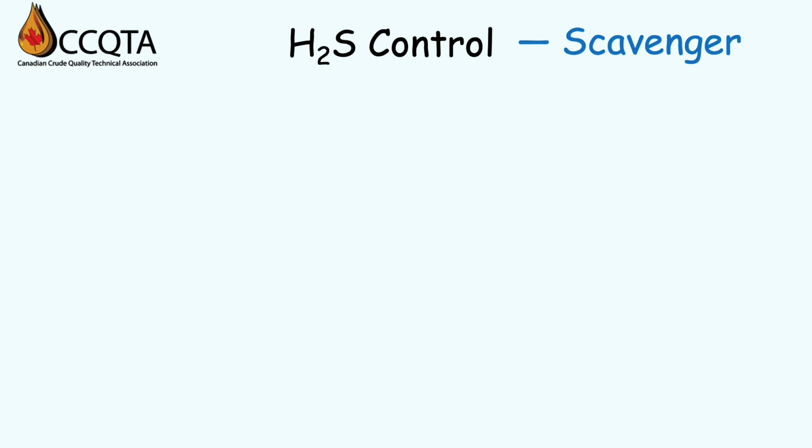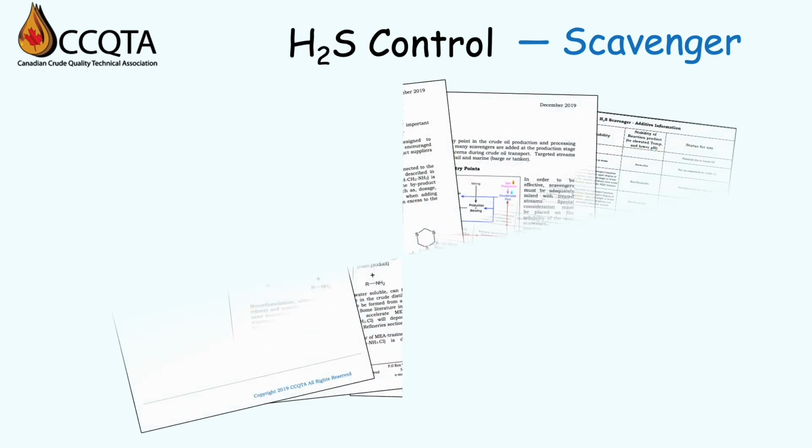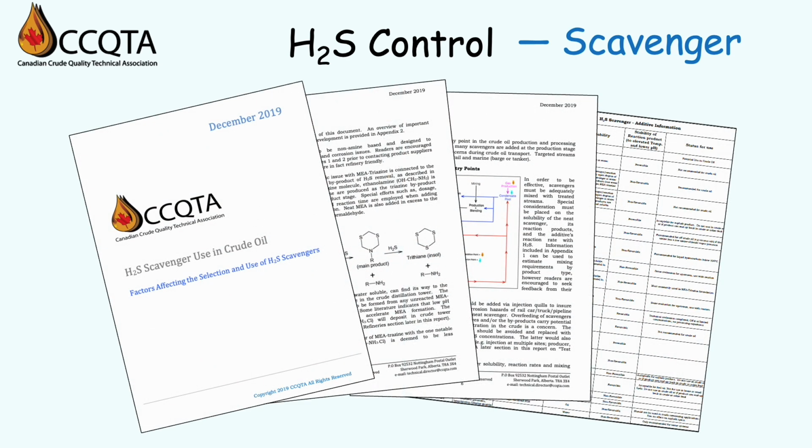In 2019, the CCQTA published an information bulletin called H2S Scavenger Use in Crude Oil, Factors Affecting the Selection and Use of H2S Scavengers. This was intended to provide guidance to industry on the types and uses of scavengers and provide background on what the downstream implications of scavenger use are.